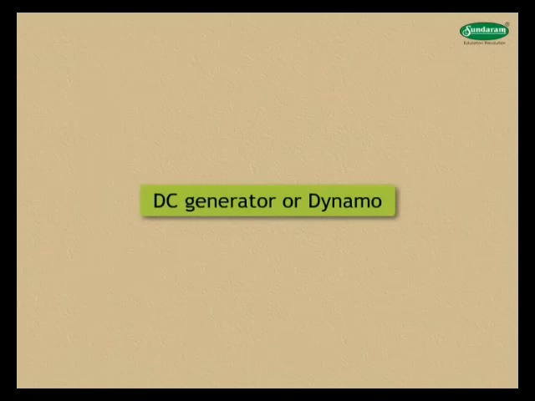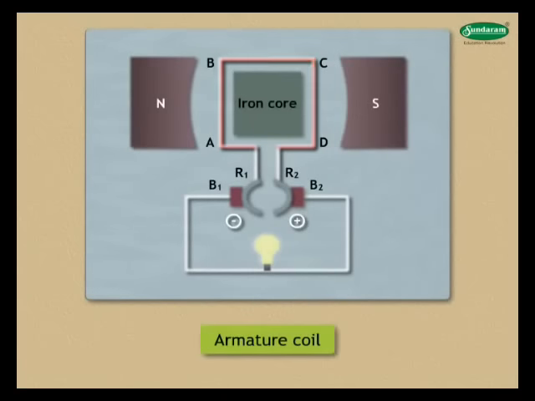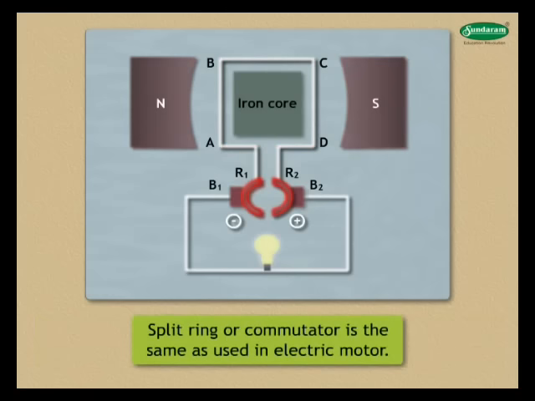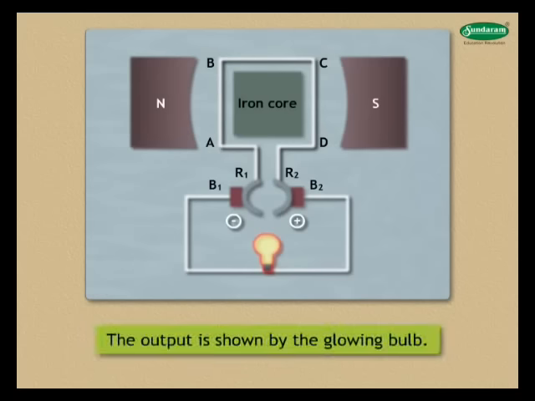DC generator or dynamo. Construction. The main components of DC generator are: 1. Armature coil, 2. Strong magnets, 3. Split rings or commutator, 4. Brushes, 5. Bulb. The components such as armature coil, strong magnet, and brushes are the same as those used for AC generators. The split ring or commutator is the same as used in an electric motor. The output is shown by the glowing bulb connected across the carbon brushes.